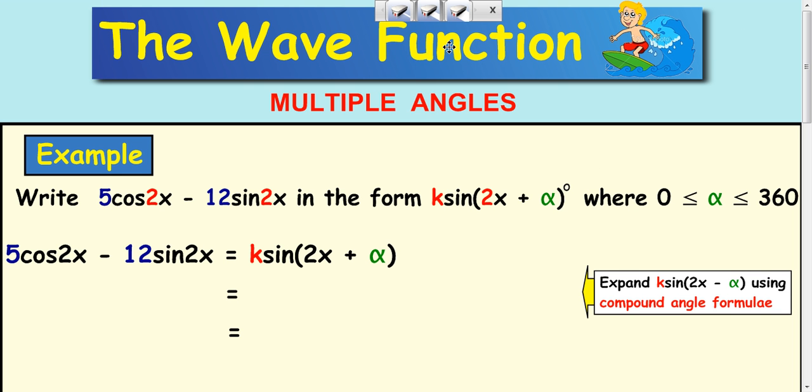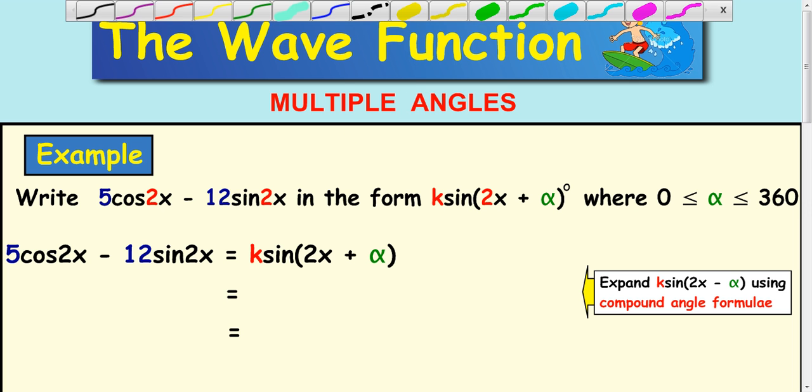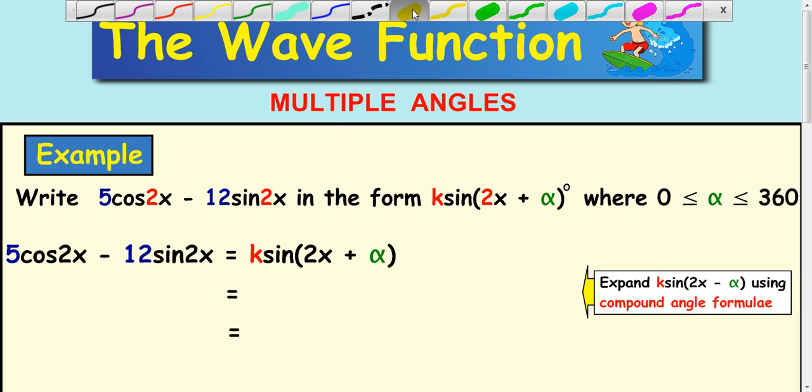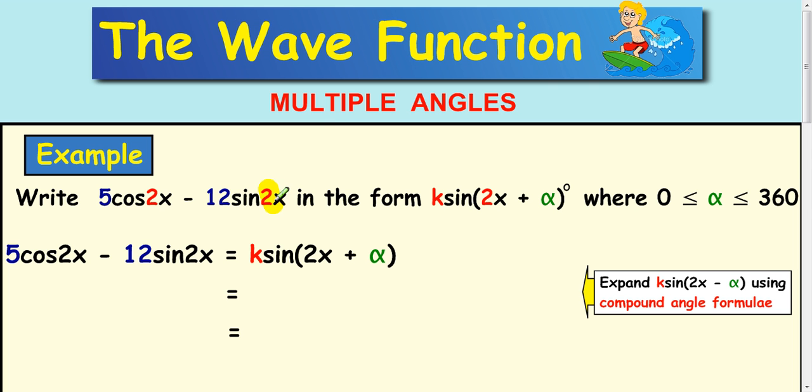In this lesson, we're going to look at how to calculate the wave function examples with multiple angles. So looking here, we've got: write 5 cos 2x minus 12 sin 2x in the form k sin(2x plus alpha). So the difference here is the fact we've got a multiple angle, 2x and a 2x. All that happens is that you rewrite the wave function formula here with a 2x. The rest is pretty much the same.